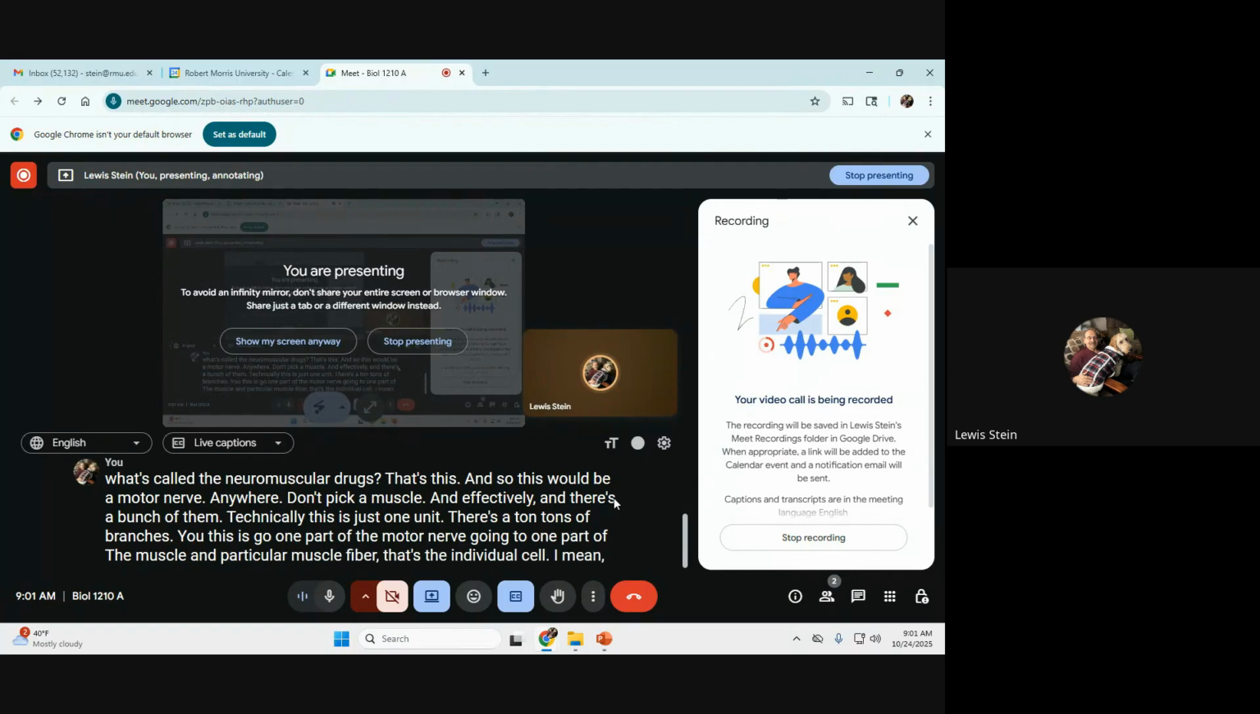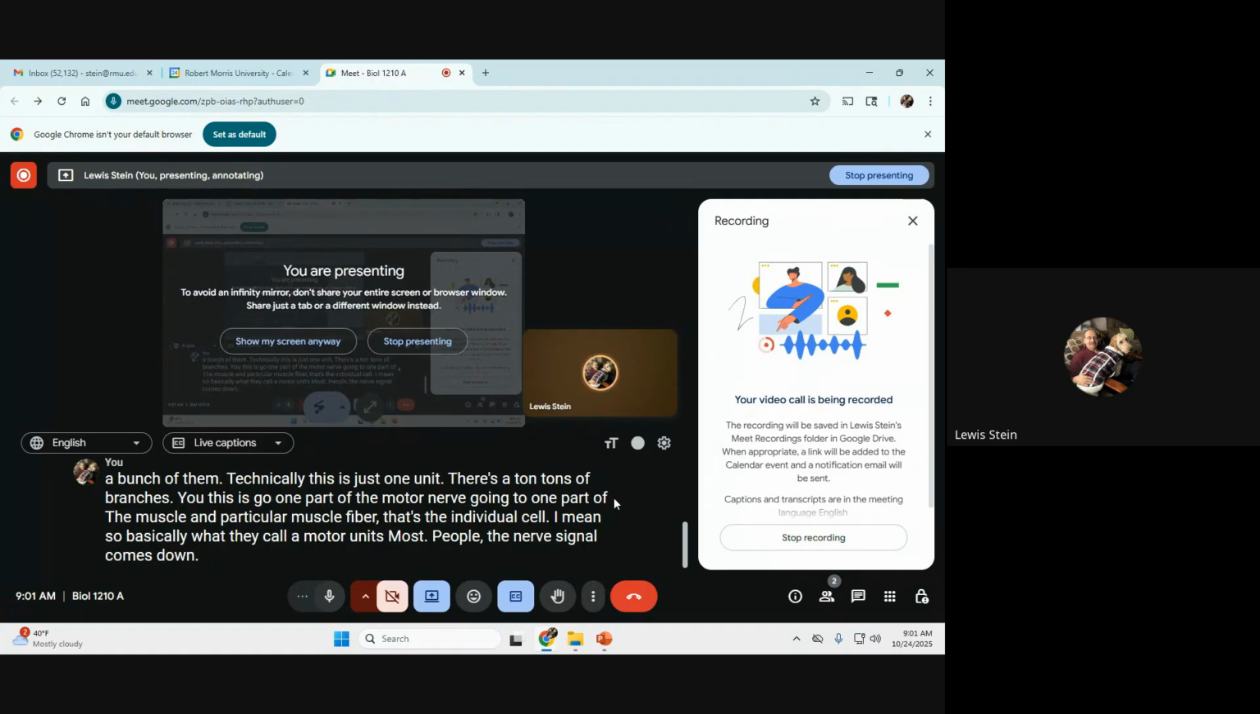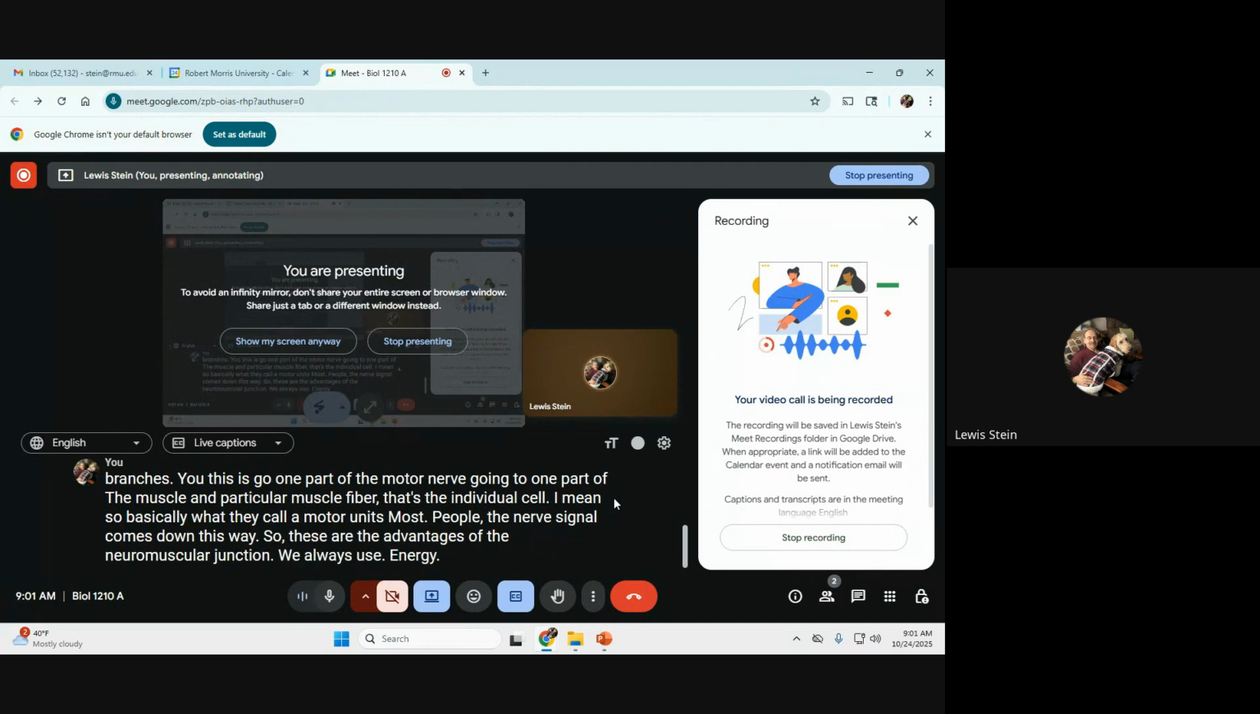Okay, so basically, what we call motor units, I guess. The way this text, most people phrase it. Effectively, the nerve signal comes down this way. So these are the events at the neuromuscular junction. We always use NMJ. It's used pretty much universally.